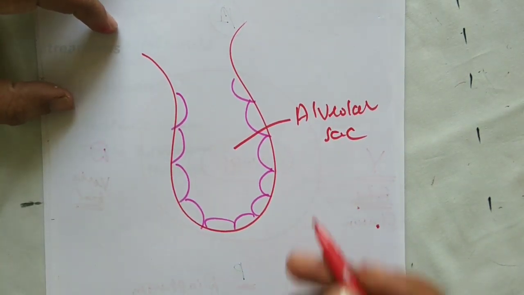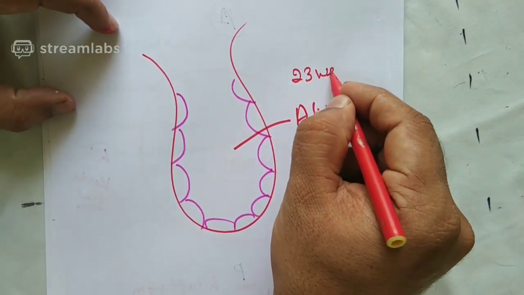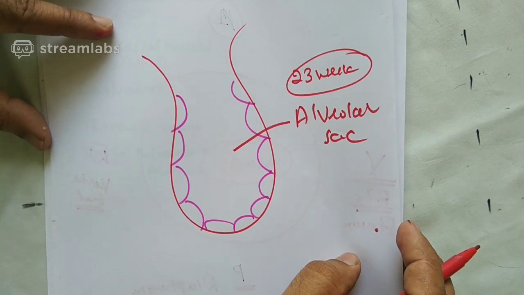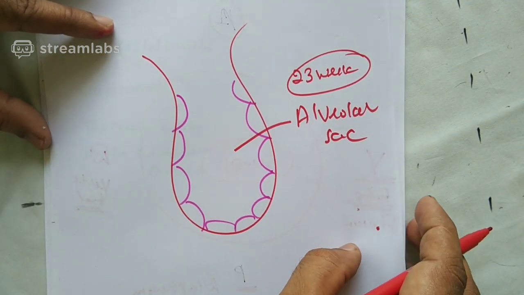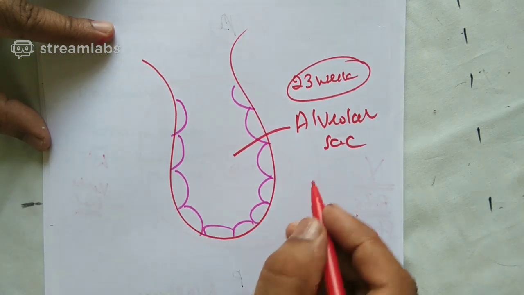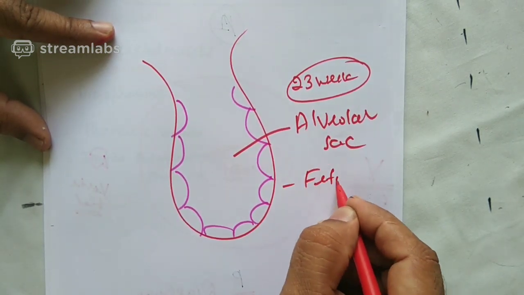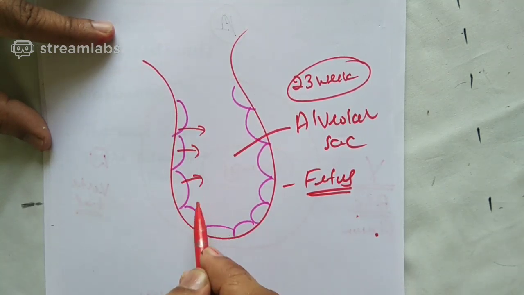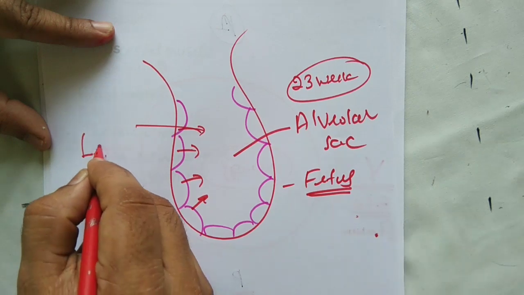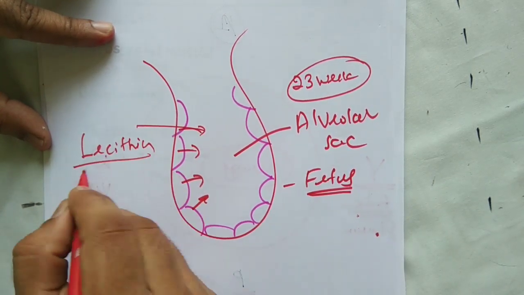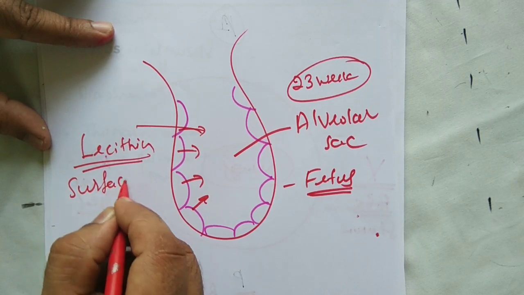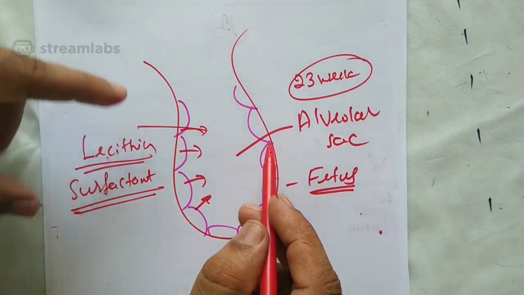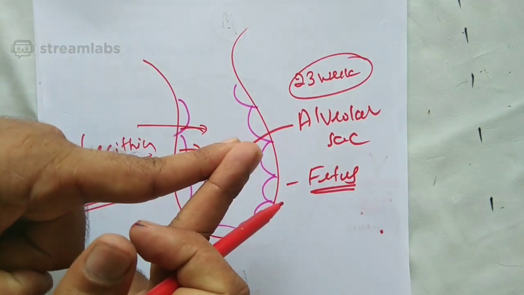Remember, I'm telling you regarding after the 23rd week, very near to 6 months, the second trimester I'm discussing, and regarding after 33 weeks. In the case of the fetus, in the alveoli, a chemical will be secreted, and that chemical is called lecithin. And this lecithin acts as a surfactant. Surfactant means it will not allow the walls of the alveoli to stick together.